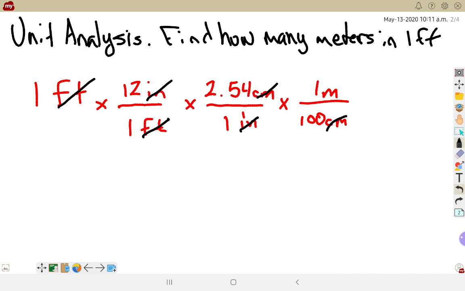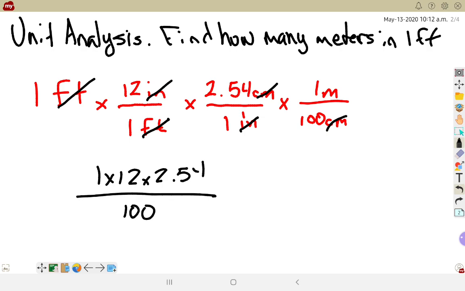So I'm going to take my 1 foot and it changes into meters. So up top in your numerator, you would go 1 times 12 times 2.54. In the denominator, it's 1 times 1 times 100. So whatever our answer we get, we're going to divide by 100. And that gives us 0.3048 meters. Okay, so 1 foot is the same thing as 0.3048 meters.